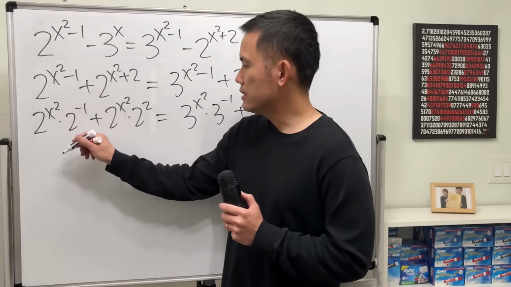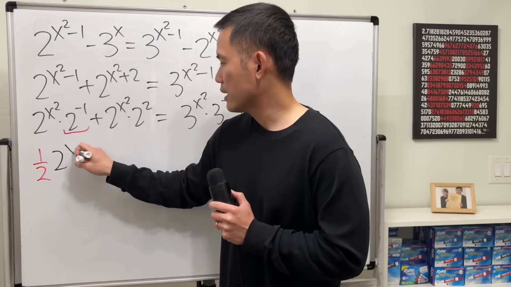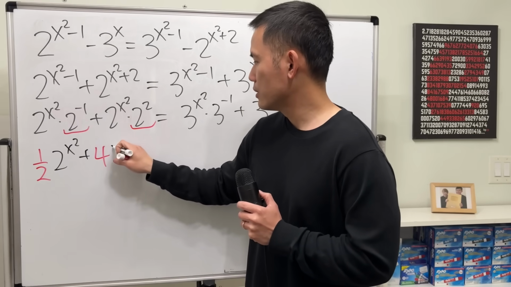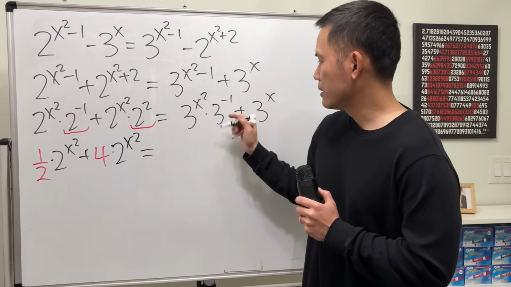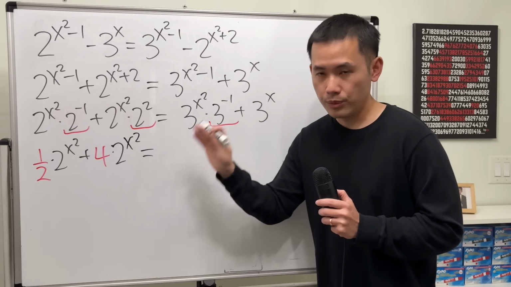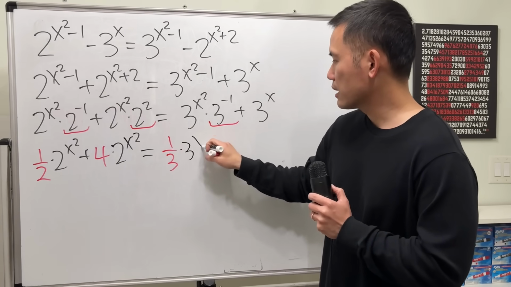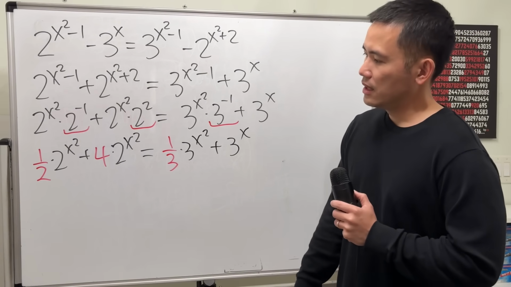Okay, this thing right here is 1/2. And then we have 2^(x²). And this thing right here is 4. And then this is multiplying 2^(x²). And 3 to the negative 1, you bring the 3 down, so it's 1/3. And 3^(x²) plus 3^x.